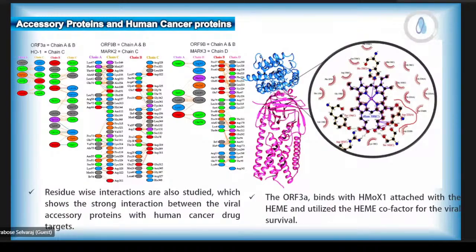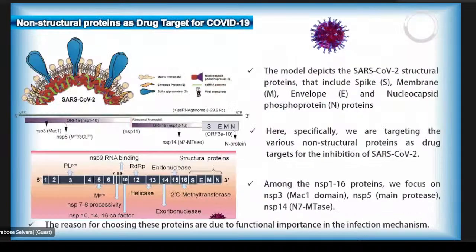One more interesting thing I want to tell: there is a protein called ORF3A, the pink color. This protein binds with HMOX1, which is a heme binding protein. This ORF3A binds with the heme and takes the heme iron from the human protein. It is like an energy barrier. So it takes the heme source from this particular protein. We will stop here for the accessory proteins.